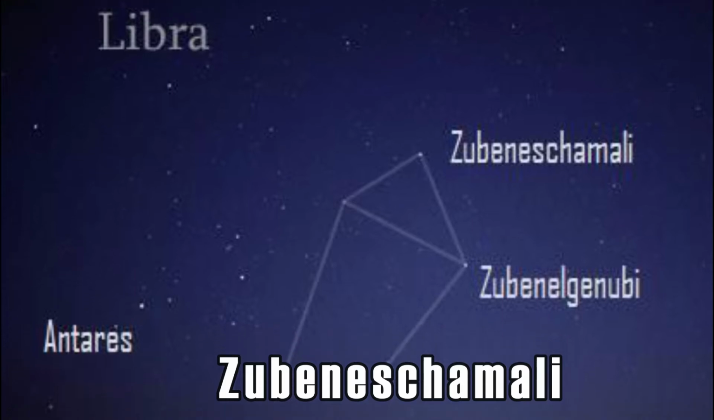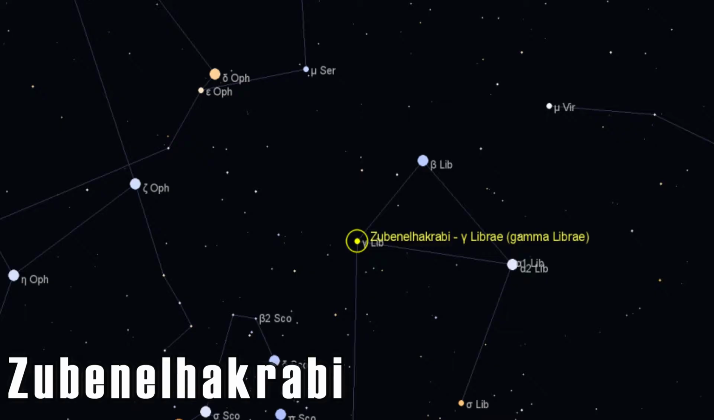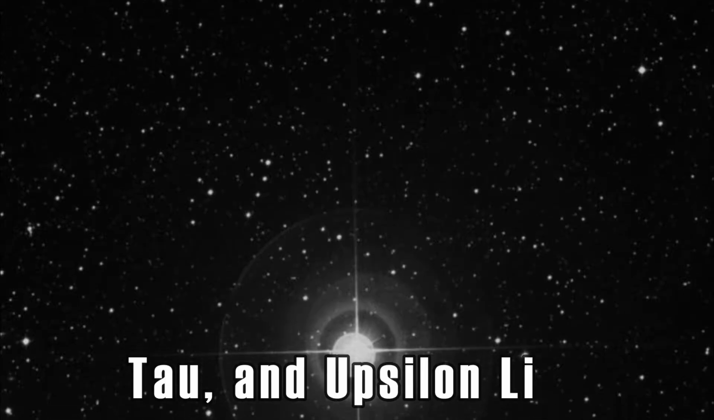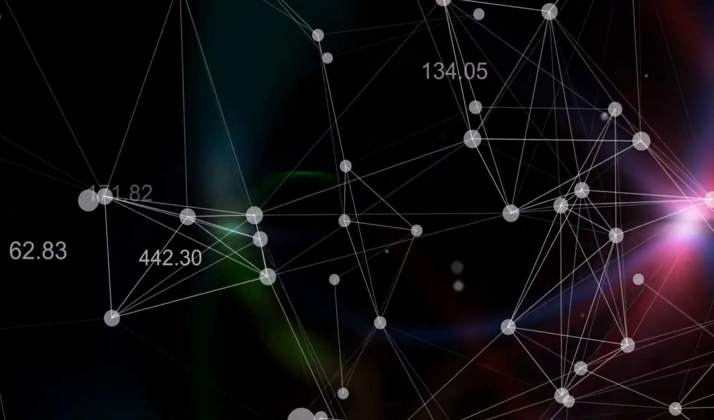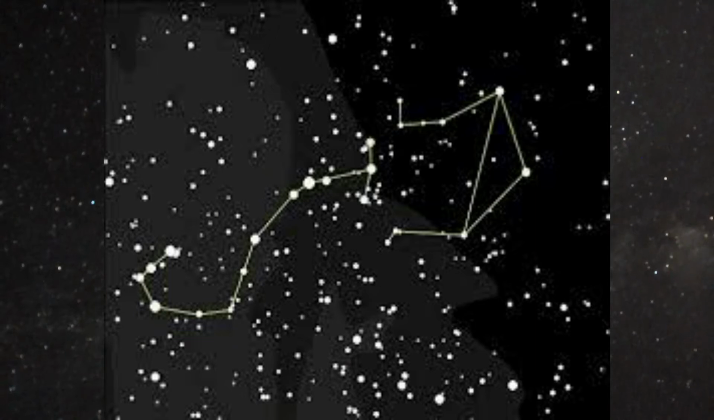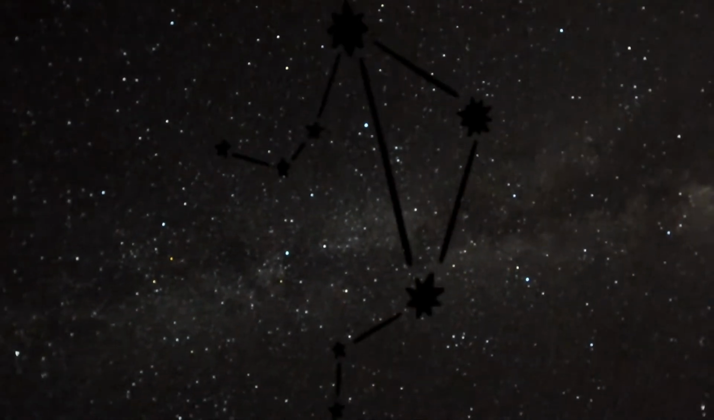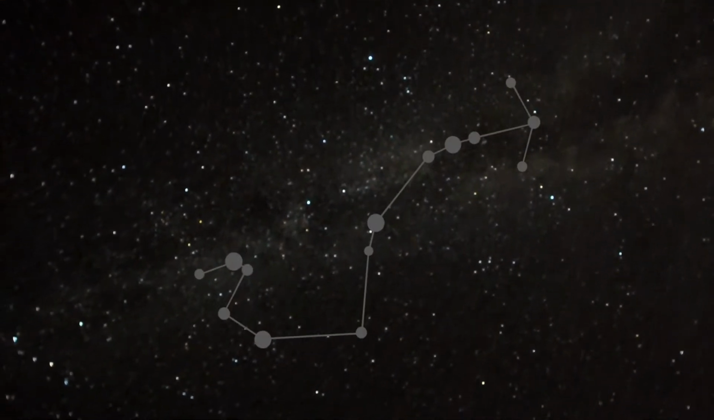The stars Zubenishimali, Zubenelgenubi, Zubenelakrabi, Gamma Librae, Brachium, Sigma Librae, Tau, and Upsilon Librae combine to form the scales asterism. The summer is the optimum time to see Libra and Scorpius. June is the ideal month to view Libra at night. It is July for Scorpius.